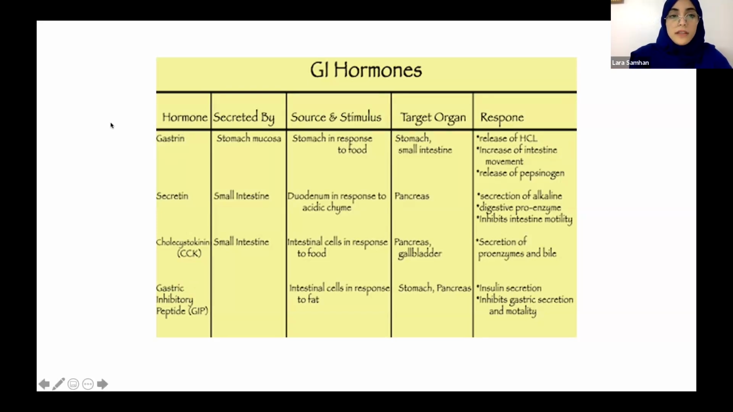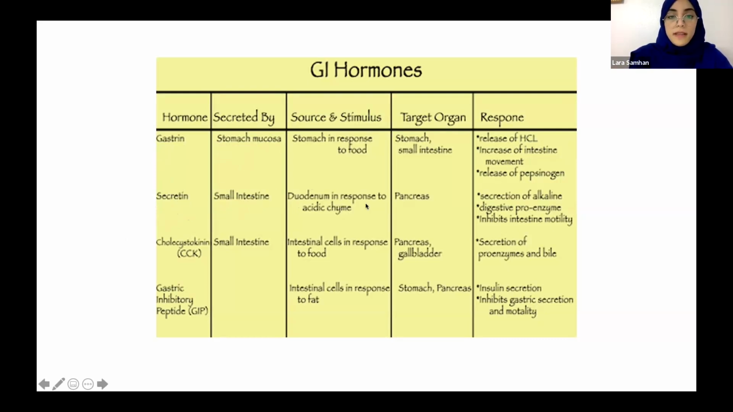In this table, we can see some of the GI-related hormones, starting with gastrin. Gastrin is produced in the antrum, the end part of the stomach, and it helps in HCl or acid release. Compared to that, secretin is almost the opposite of gastrin. It likes an alkaline environment and is produced from the small intestine.